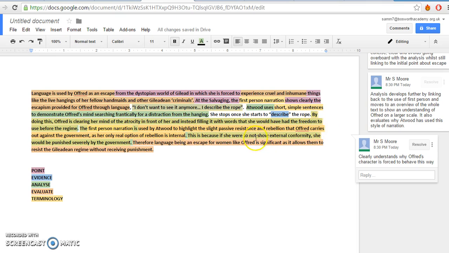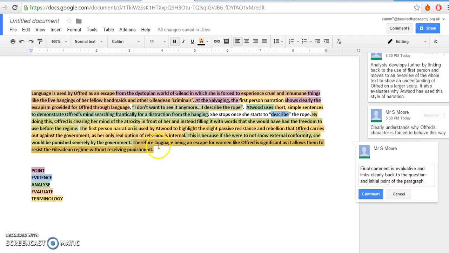The use of better vocab as well, so external conformity and this idea about punishment is still linking into the cruelness, the inhumanity mentioned in the point. Now that's something that lots of people move away from. Their paragraphs tend to go off on a tangent and forget completely about that initial point that's made. But what this one does is it constantly brings it back and links back to that.